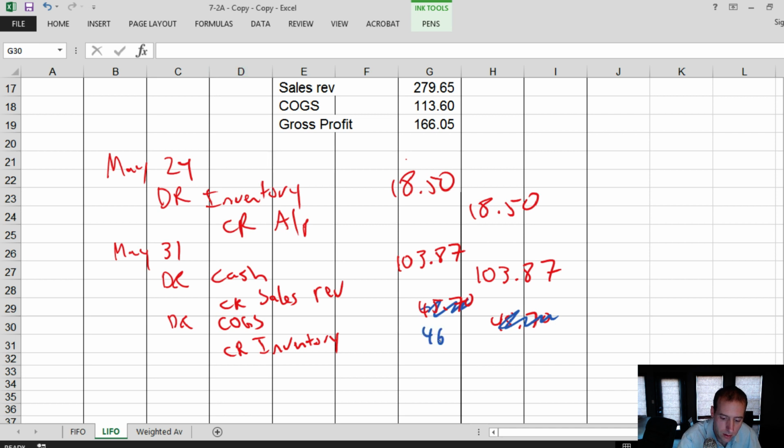My cost of goods sold is $46.35 under LIFO. And not surprising, I have higher cost of goods sold. Why is that? Because my cost of inventory is rising at this time. Okay, that's it for LIFO. In the next video, we'll do the exact same thing, but we'll do it for the weighted average method. Here we go.